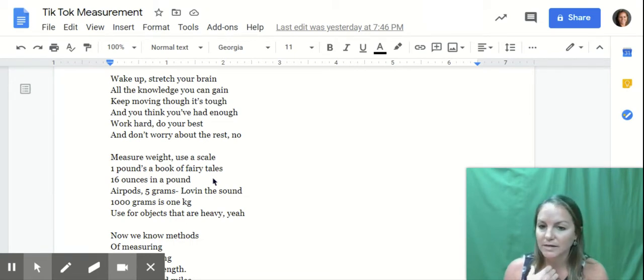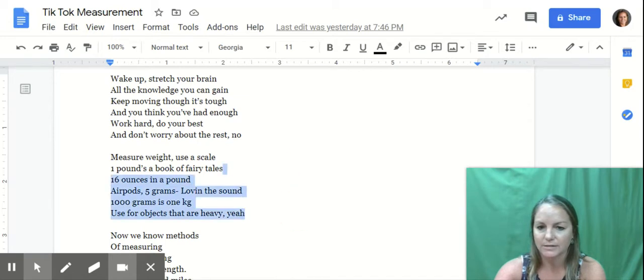So thinking about grams, pounds, ounces, all of that's in there. And here, 1,000 grams is 1 kg, again knowing that kg stands for kilogram. Kilo being 1,000, so that'll help you out for the sake of the song. Sometimes the abbreviations are used. I just wanted to make sure you understood that.